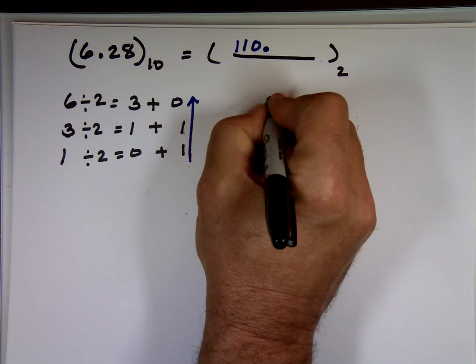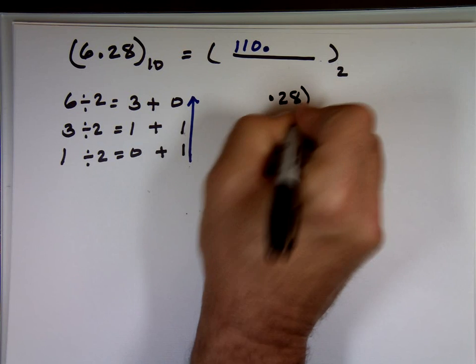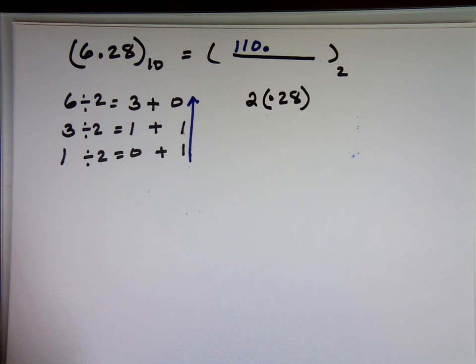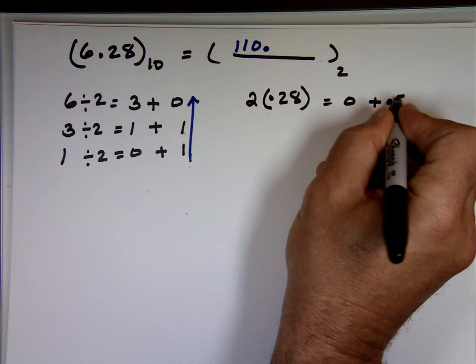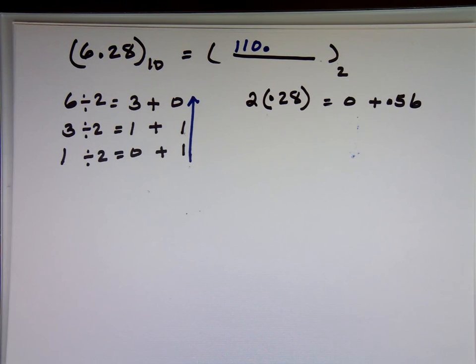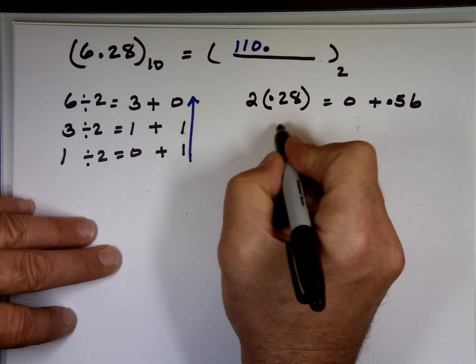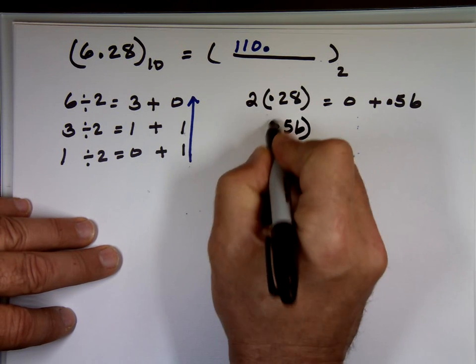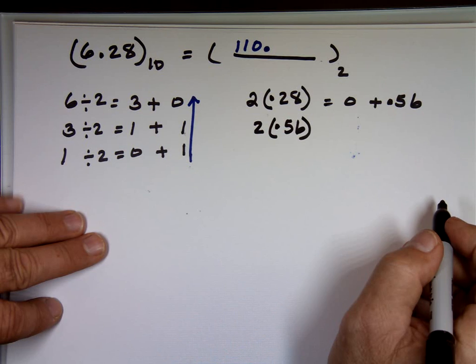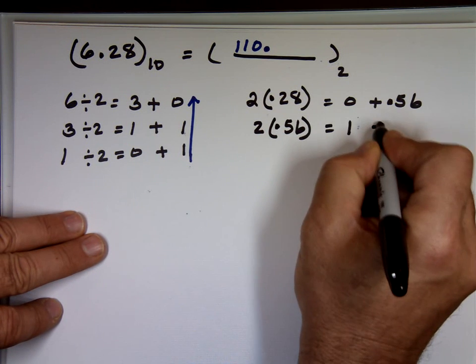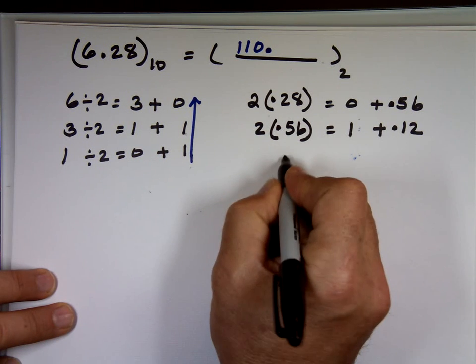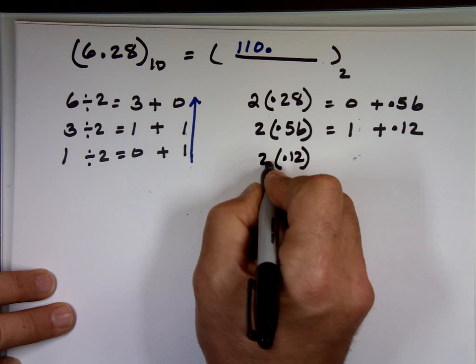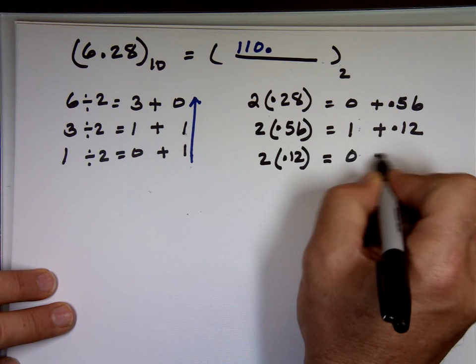Point 28, the decimal portion, multiplied by 2. That's what, 0.56? So that's 0 plus 0.56. There is no whole number to it. So let's put a 0 for the whole number. 0.56 times 2. 1.12, right? There's the 1 plus 0.12. 0.12 times 2. So there's no whole portion to it. 0 plus 0.24.